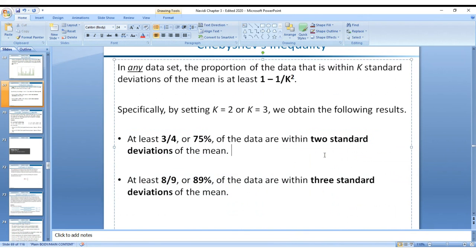So what we can say then is at least 3/4 or 75% of the data are within 2 standard deviations. Notice that it drops down by 20% because when we knew that it was normally distributed, it was approximately 95% for 2 standard deviations. And for 3 standard deviations, we're going now from almost all to just at least 89%. So that's really all Chebychev does. And you'll know to use those two things when you see that thing about at least.